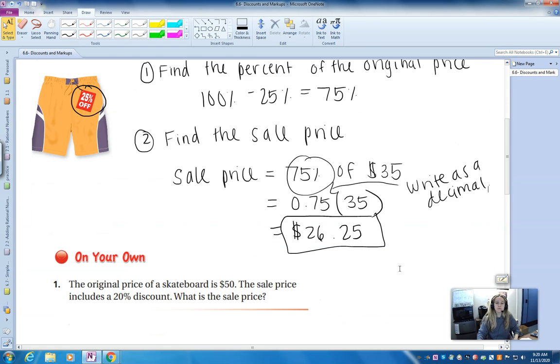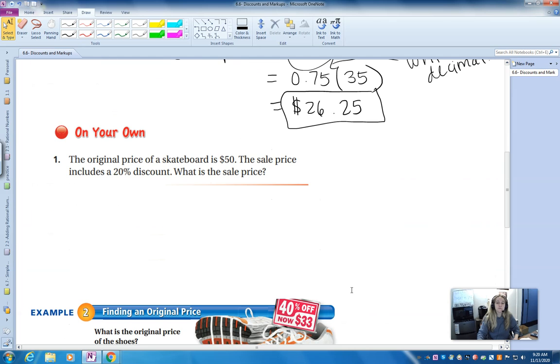Okay, let's move on. I want you guys to try this on your own. So use that same setup. So sale price equals the percent P times the original price.